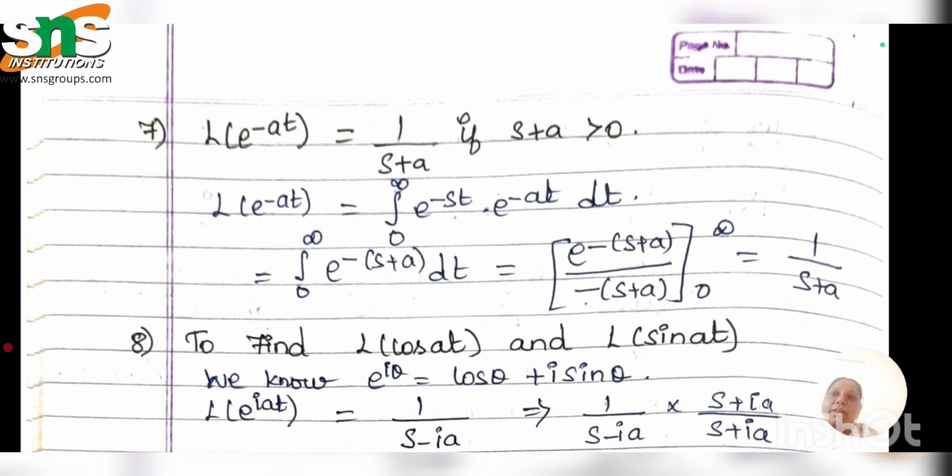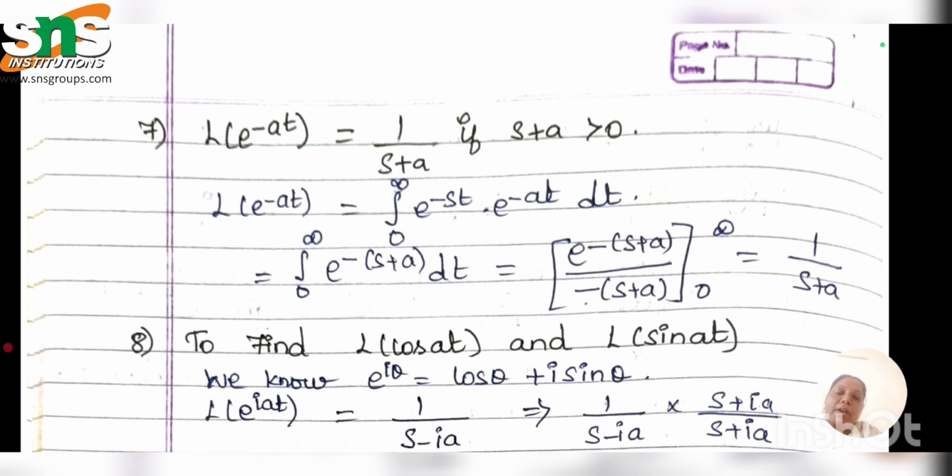So here we have exponential functions with the same base e, so we can add the powers e power minus st and e power minus at. According to that, we will get e power minus (s plus a) t dt. We know the formula for the integration of e power ax is e power ax divided by a. So here the value of a is minus (s plus a). By substituting that, we will get e power minus (s plus a) t divided by minus (s plus a).